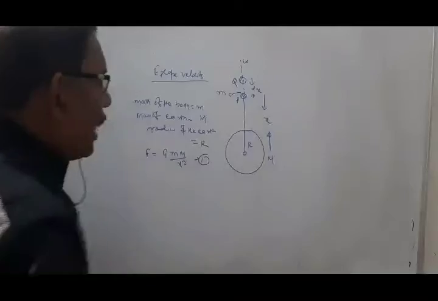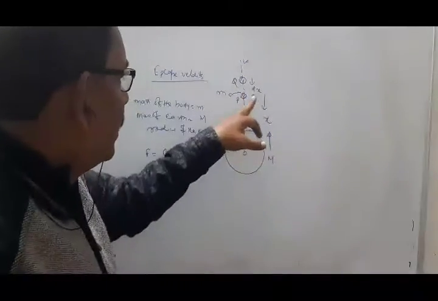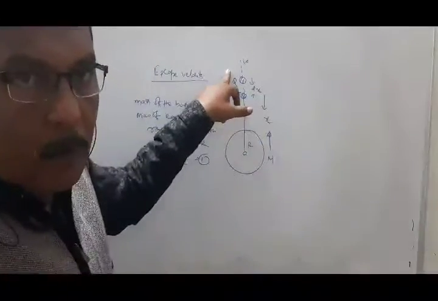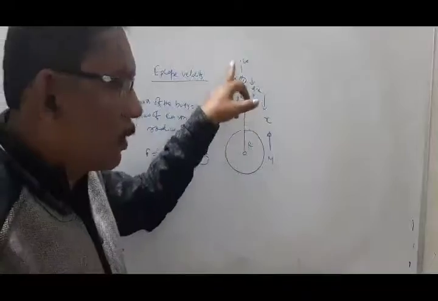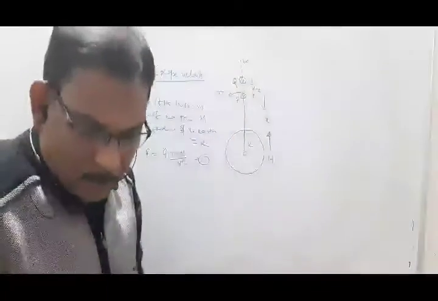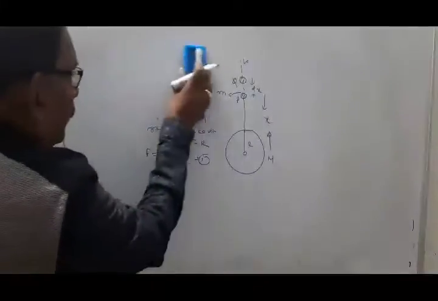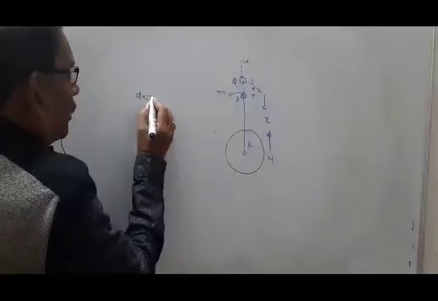Now shift the body a distance dx from P to Q. So what is the work done here in shifting the body in the upward direction from P to Q? This is the work done against the force of gravity. Here dW is the small work done.